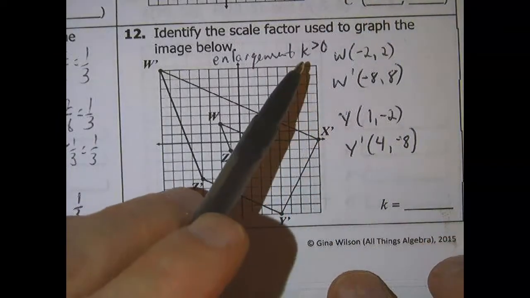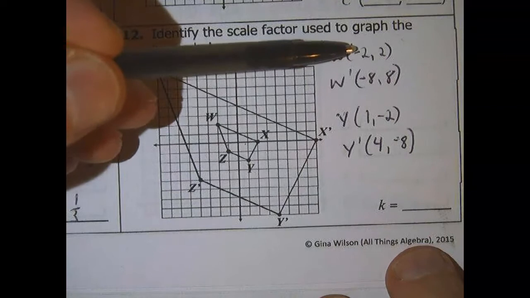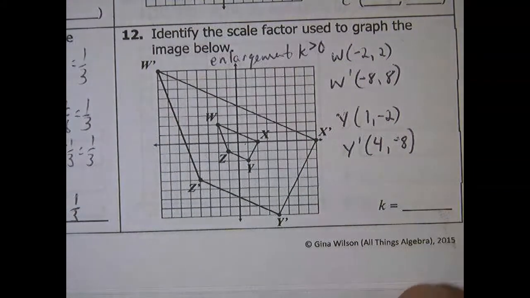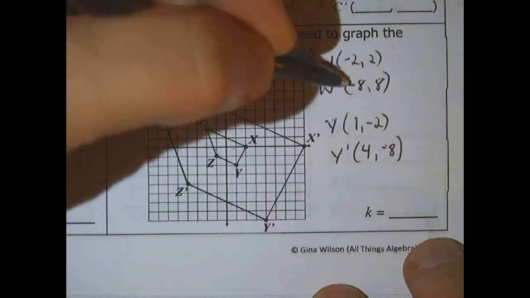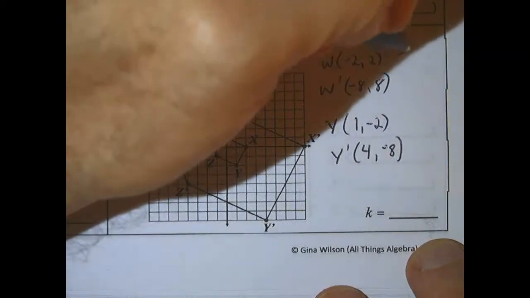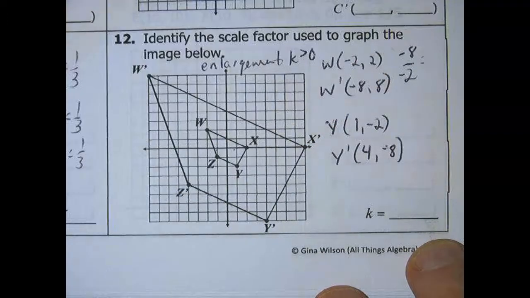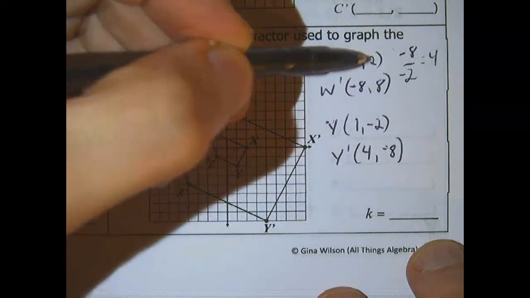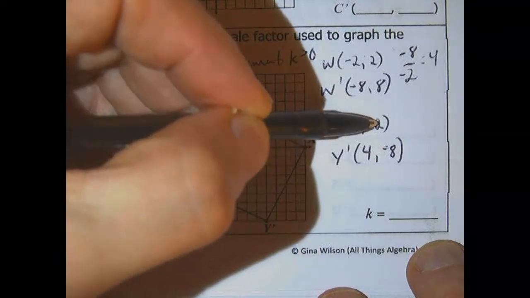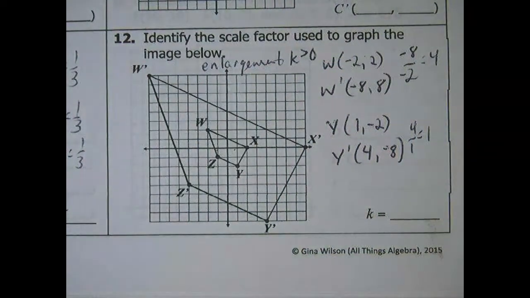So we know what we're looking for, and we just have to decide, are we going to go this over this or this over this? And that's really it. You can do that for any point, and it should be the same, any coordinate. So I'm going to go -8 over -2, and that's 4. I can try this one, 8 over 2, that's 4. I can go -8 over -2, that's 4. 4 over 1, that's 4. They all check out. Scale factor is 4. And that's it.